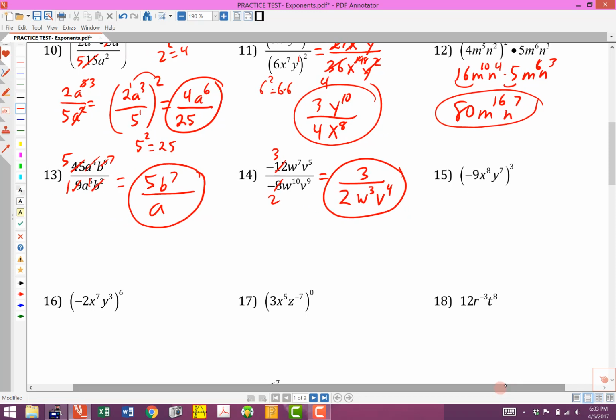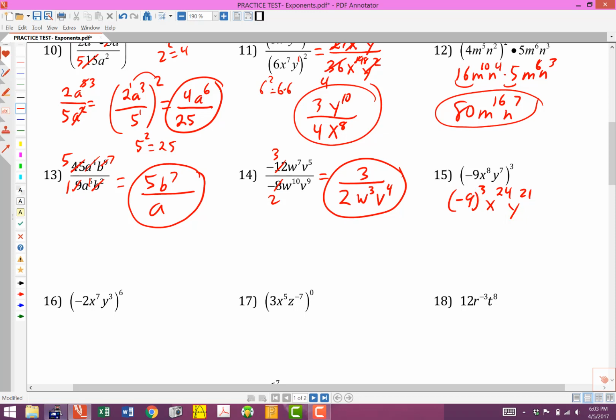Now on this next one we're going to get some fairly large numbers because we're going to cube this. We're going to raise this to the 3rd. And then this is going to be raised to the 3rd, so we're going to multiply the exponents, power to a power. That's going to be x to the 24th. Multiply the exponents, y to the 21st.